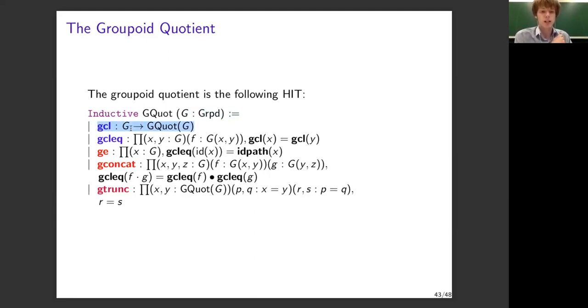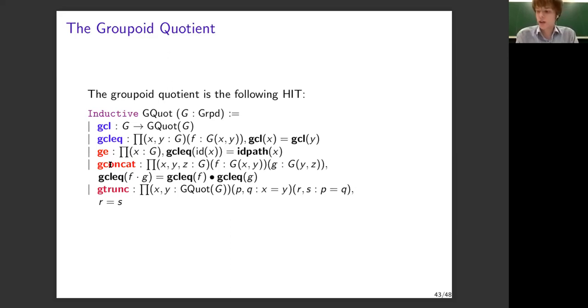It just takes the class of an object in G. GCL is just identified, so it's like, not class of, it's like when 2 classes are equal. It says when 2 classes are equal, and this happens according to the morphisms in G. But there are 2 constructors which we did not have before, namely GE and G-concat.